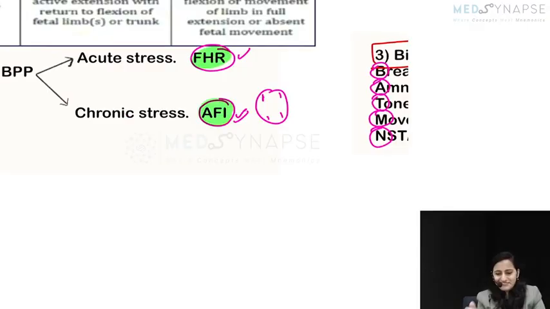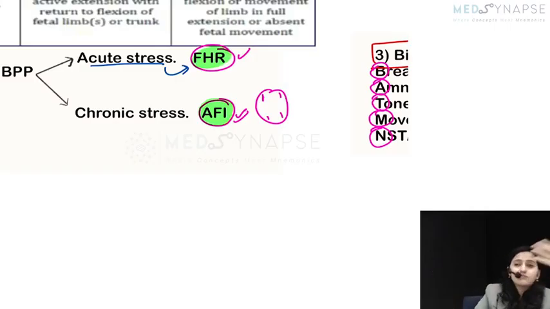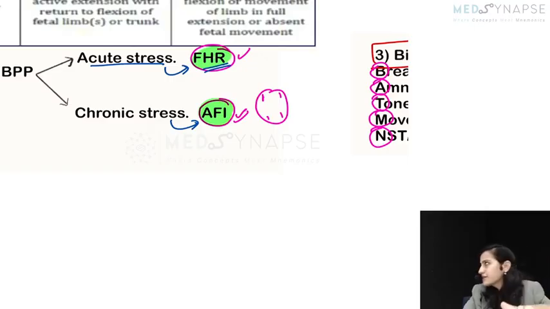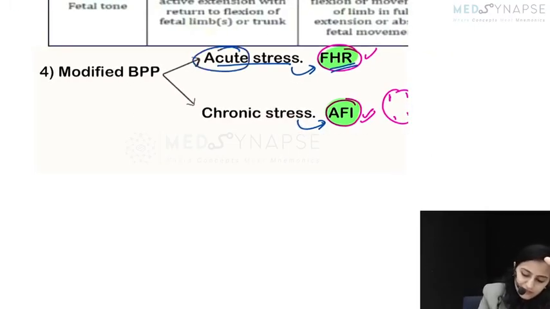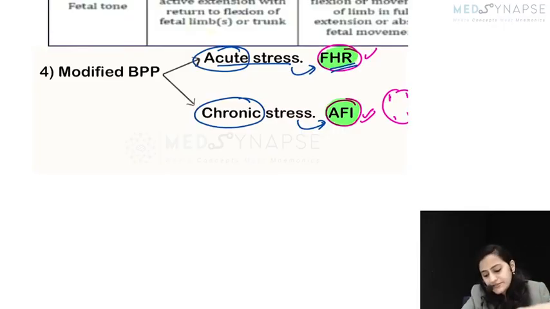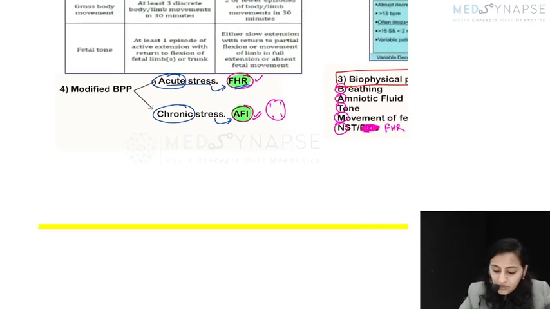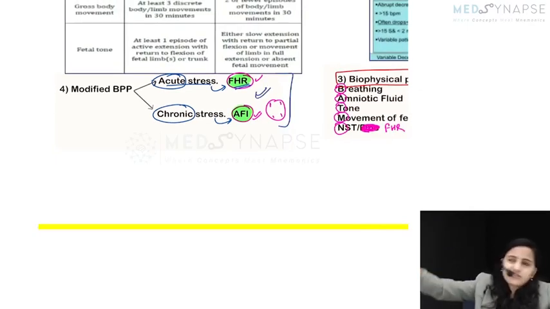But this is not the reason. Why do we have a modified? Why are these the components? These are the components because FHR is a marker of acute stress. Any stress in the baby, the first thing that will change in the body is heart rate. AFI is a marker of chronic stress. The amniotic fluid is decreased. It will not happen in one day. There's something which is happening chronically. So that's a marker of chronic stress. So basically modified tells you both the acute stress and the chronic stress. So very important, in modified you have the FHR and the AFI.